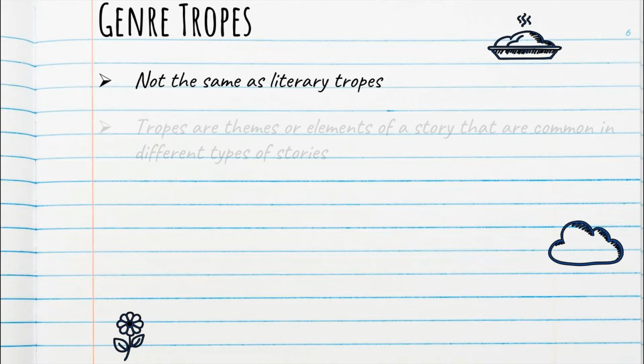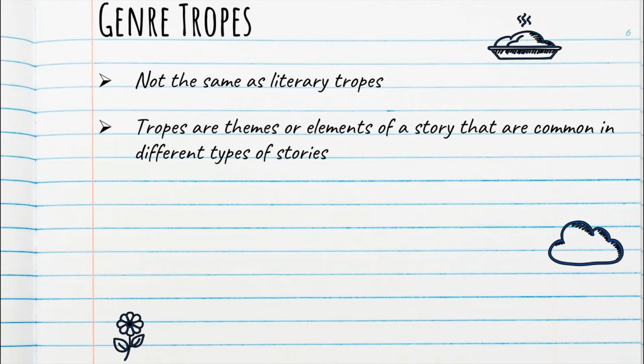Genre tropes are more about the content. So tropes are themes or elements of a story that are common in different types of stories. So you have different stories, but they all have similar elements. Like fantasy stories, a lot of them have a magic system. You don't have to have a magic system in order to have a fantasy story, but that is a common theme in fantasy stories. Something like laser weaponry in science fiction. Not every science fiction story has to have laser weapons, but it is a very common element. A good example of this would be The Chosen One. This is in a lot of stories. It's in fantasy and science fiction predominantly, but it has shown up in other types of stories as well.